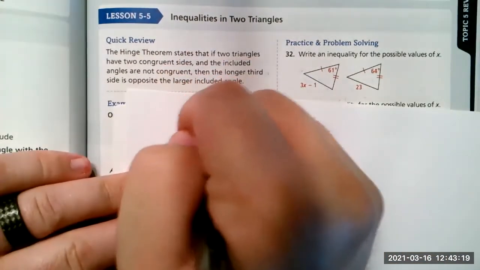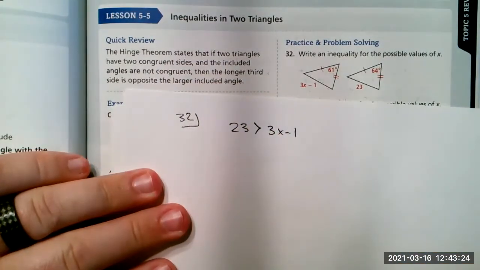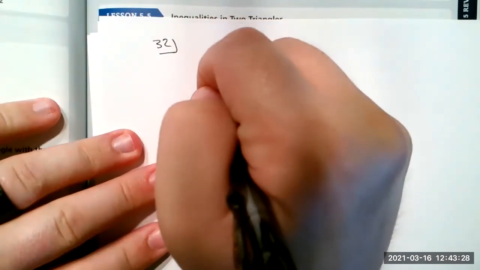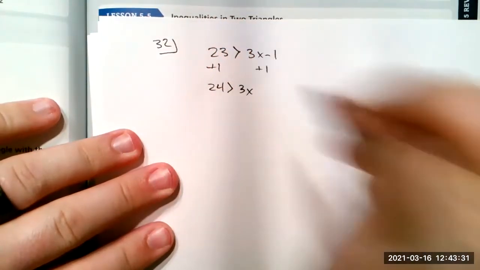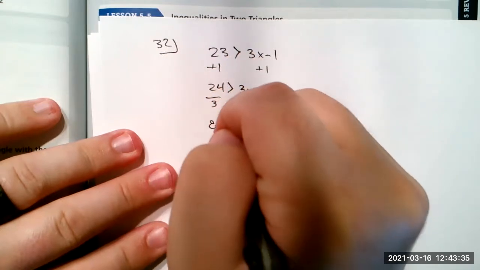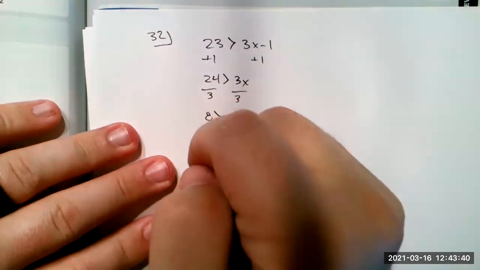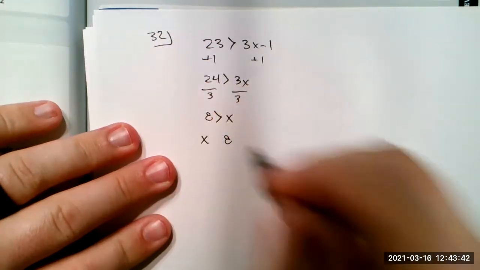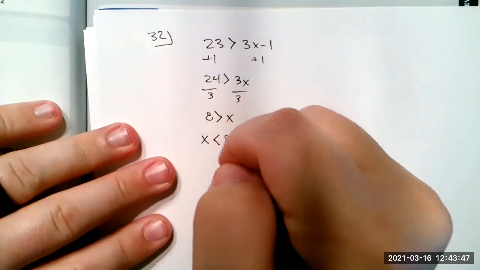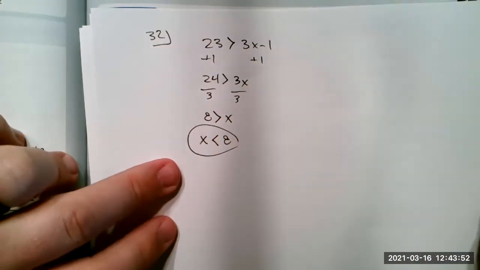So for 32, 23 has to be greater than 3x minus 1. And now I just solve it just like an equation. I'll add 1 to both sides. 24 is greater than 3x. Divide both sides by 3. I get 8 is greater than x. But like I talked about in past videos, I like to write my variable first, and then I'll put 8 on the right. And if I flip-flop those 2 things, I have to flip my sign. So in this case, the inequality would be x is less than 8.